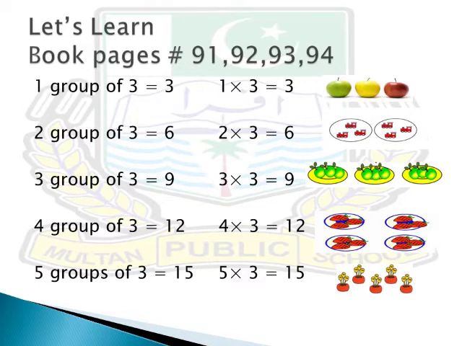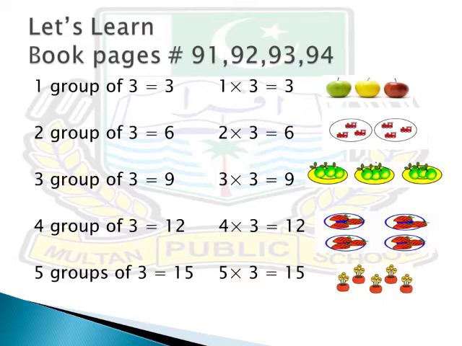Now, can you see the trains? How many trains are there? 1 2 3 4 5 6. 6 trains. You can take the help of addition, but we can do it with multiplication. 2 groups of 3 is equal to 6. 2 3s are 6. 3 groups of 3 is equal to 9.